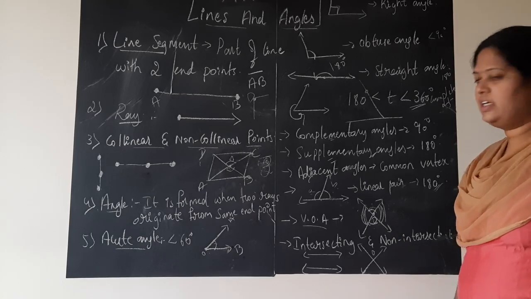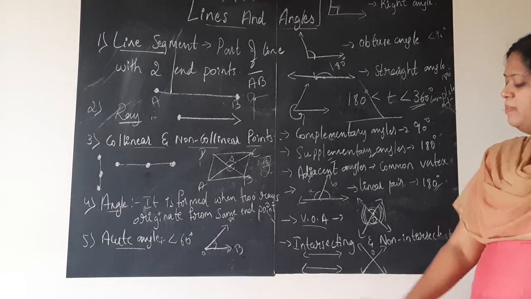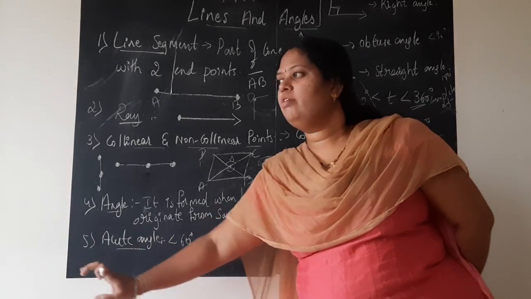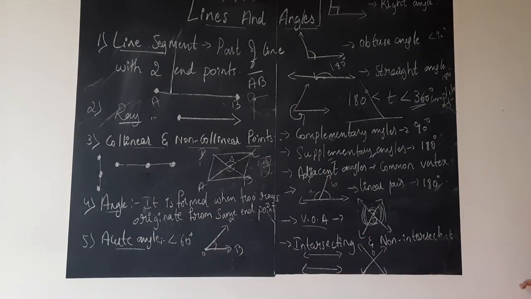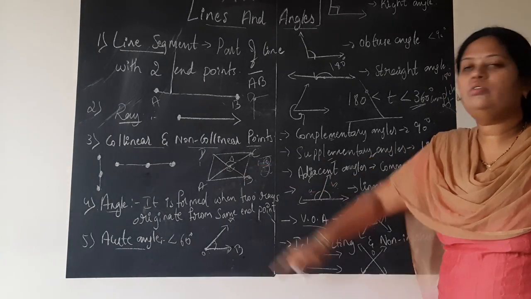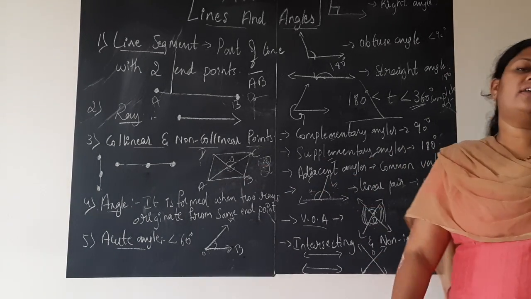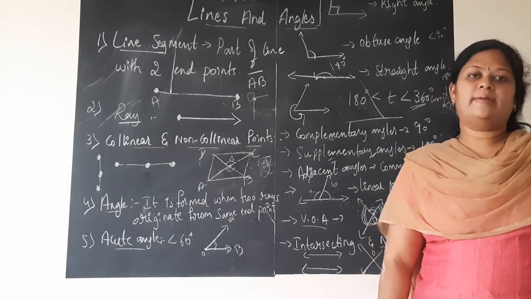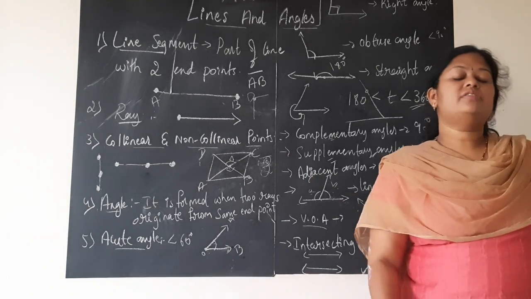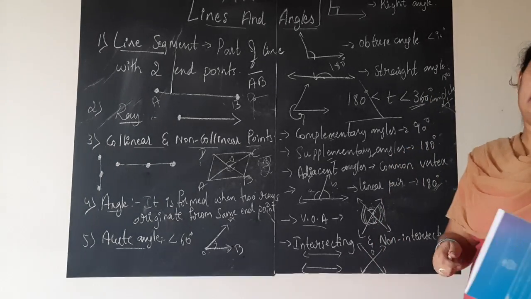Intersecting and non-intersecting lines. This is very basic. If the lines are parallel, meaning even if you extend them however long, they never meet or intersect, such lines are non-intersecting lines. Here only the two diagonals intersect. Similarly, if two lines intersect, they are called intersecting lines, children. So these are the few definitions or ideas you need to have in order to study this lesson.